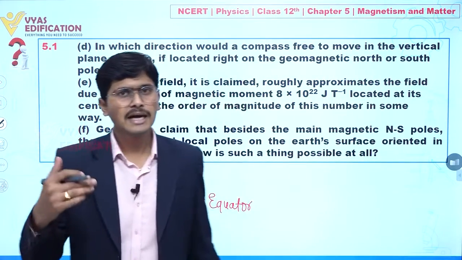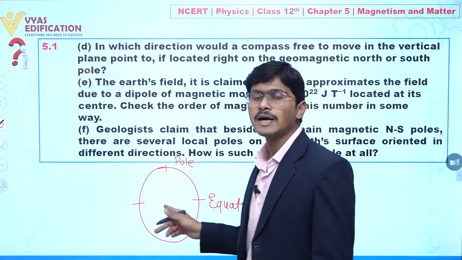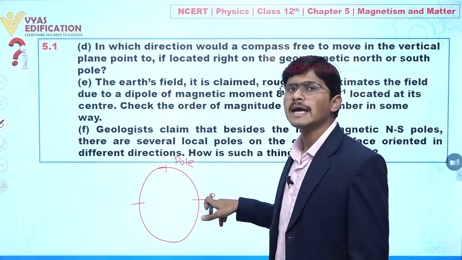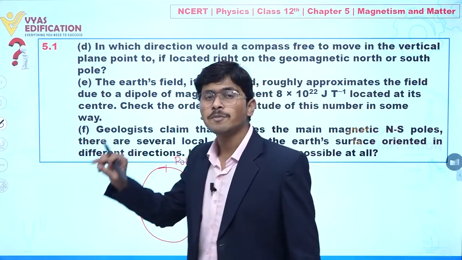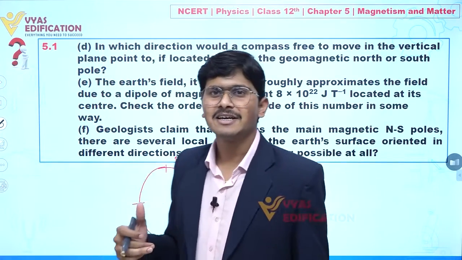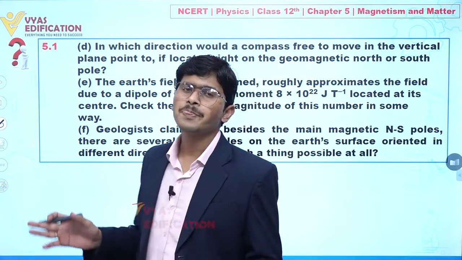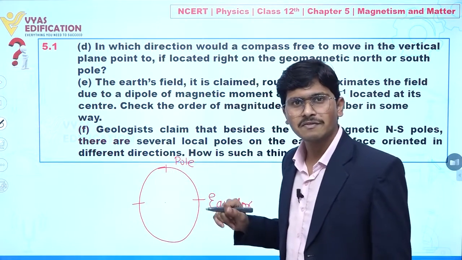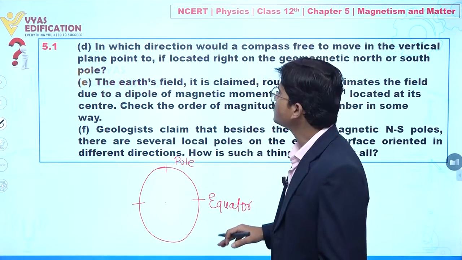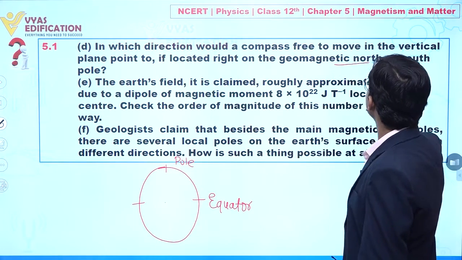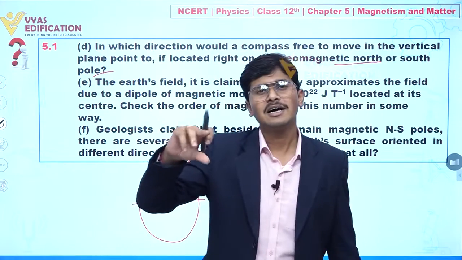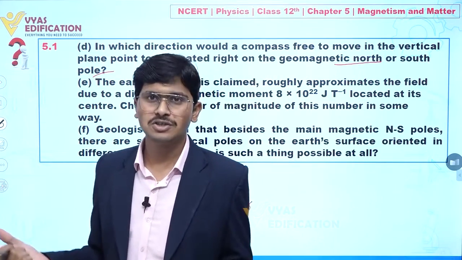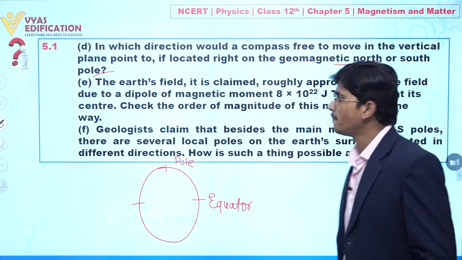If I am talking about angle of dip, at the equator you will find the magnetic needle parallel to the horizontal component of Earth's magnetism. It means here we will find angle of dip 0, but as we move from equator to pole, at the pole we will find angle of dip equal to 90 degrees. So whether you are talking about north pole or south pole, angle of dip is 90. Whenever we have angle of dip 90, it means we have only the vertical component of magnetic field, and there is no horizontal component. So at the geographical north or south pole, we can locate that needle in any direction, because there is no net magnetic field acting in the horizontal direction. So this is all about part number D, done.